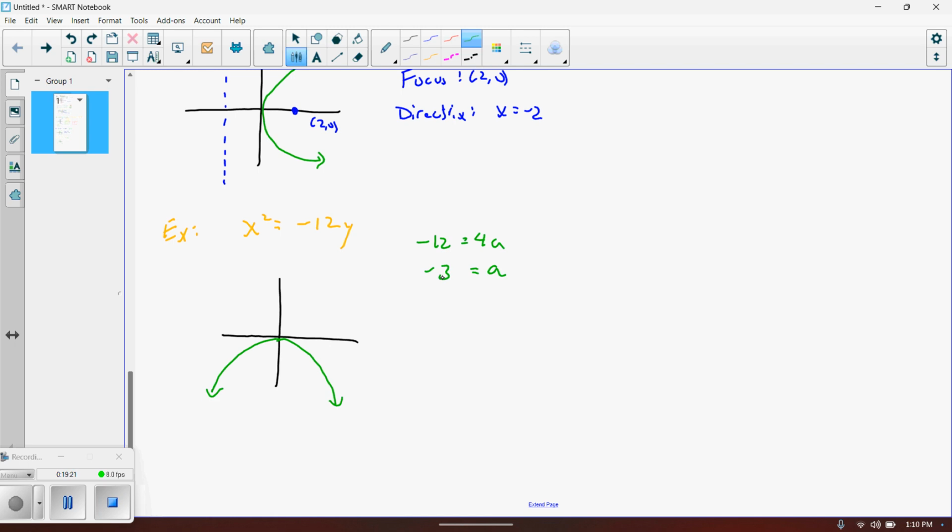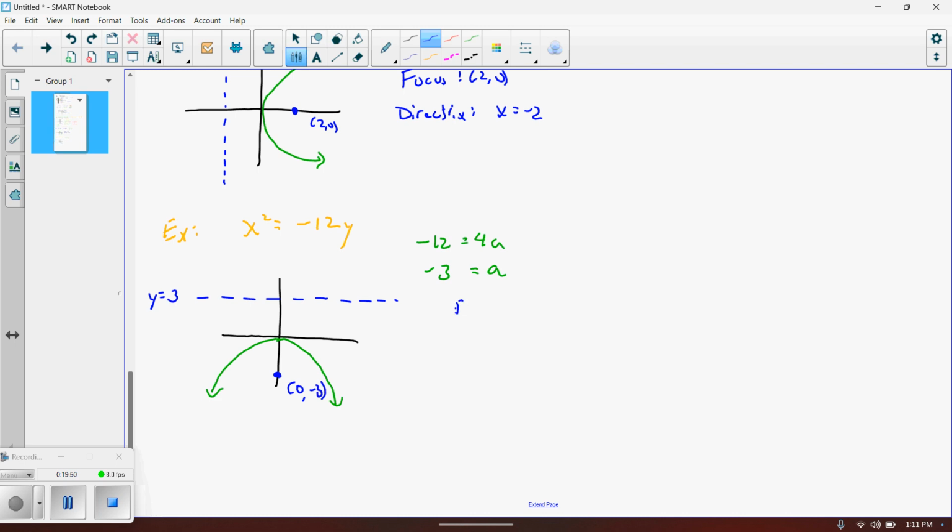And again, that makes sense. Now remember that a is technically a distance, so the fact that it's -3 just tells you the direction the focus goes in. So the focus is going to be down here at -3. So your point would be 0, -3. And then your directrix would be 3 units away up here, which would be the equation y equals +3.